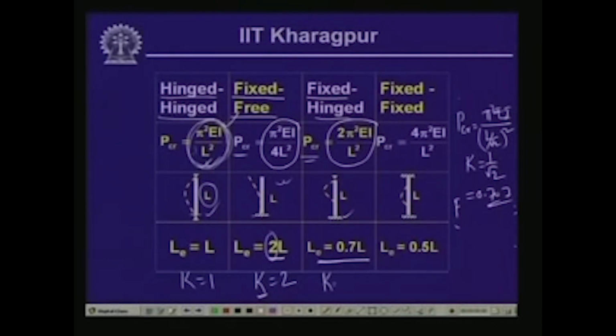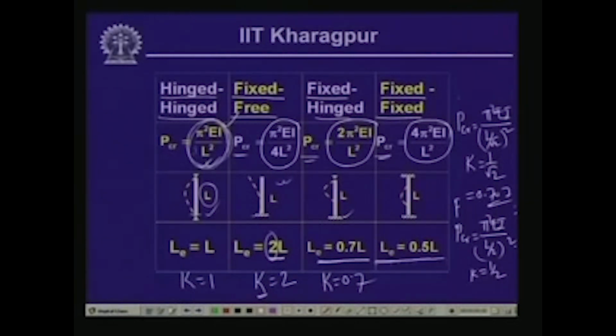So the value of k here is 0.7. If we consider a case where the supports are fixed at both ends, the column member is fixed at both ends, then the critical load we get is equal to 4 pi square E I over L square. Thereby we can write P_cr as equal to pi square E I by L by 2 square, and thereby k is equal to half over here, and that is what is indicated, that the effective length is 0.5 times L. So, k is equal to 0.5.